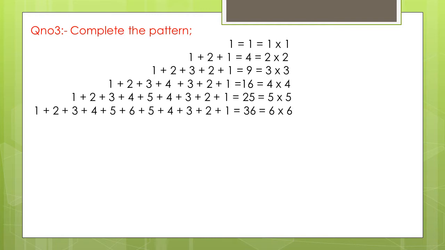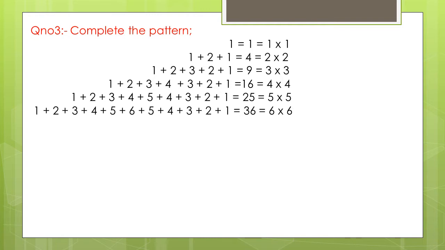Again, 1 plus 2 plus 3 plus 4 plus 3 plus 2 plus 1 is equal to 16, so the square number is 4 times 4 is 16. Again, 1 plus 2 plus 3 plus 4 plus 5 plus 6 plus 5 plus 4 plus 3 plus 2 plus 1 is equal to 36, and 36 is a square number, 6 times 6 is 36.